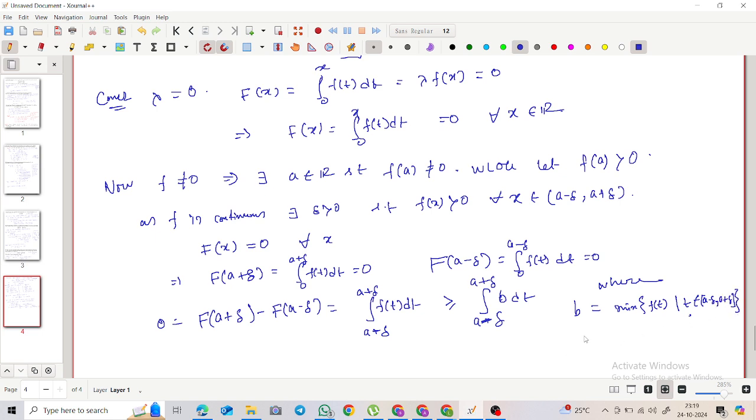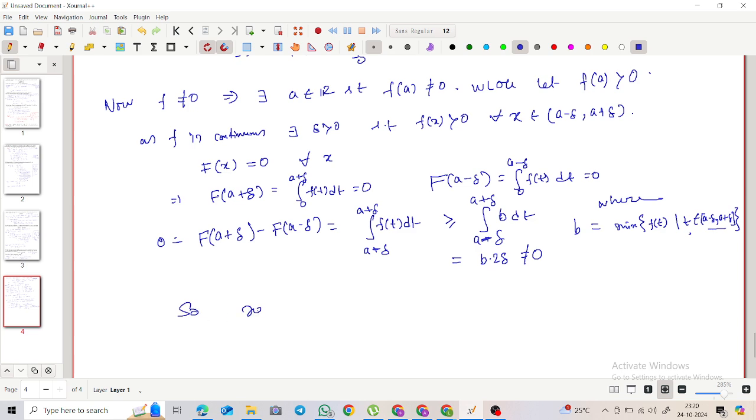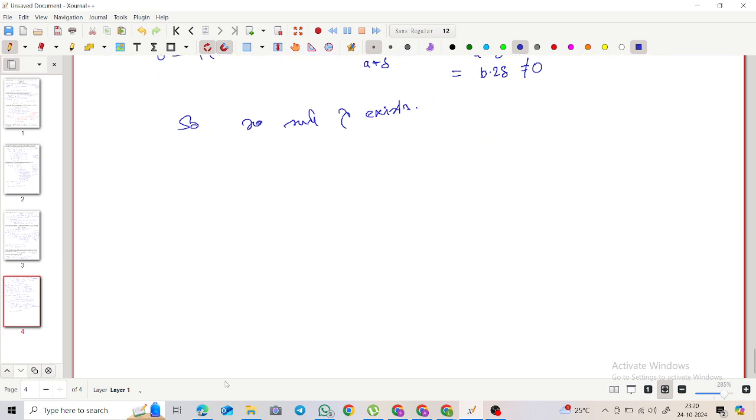Basically I'm proving that the integral is at least b times twice delta, which is non-zero. This minimum exists because this is a compact set: a minus delta to a plus delta is closed and bounded, and f is continuous, so we can write this. So that's a contradiction. So no such lambda exists. Apparently this was a problem of linear algebra, but we have had to use a bit of differential equation analysis as well.